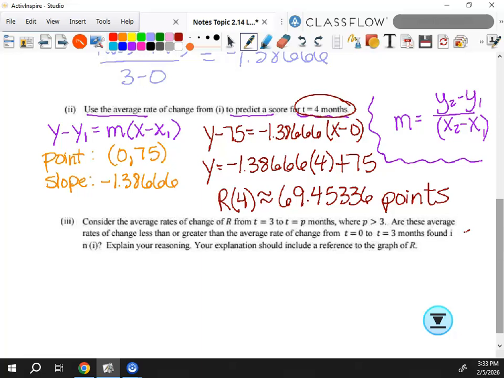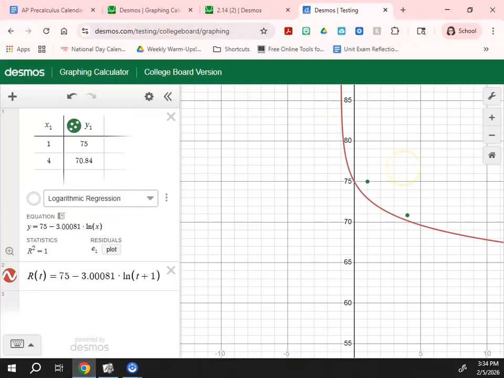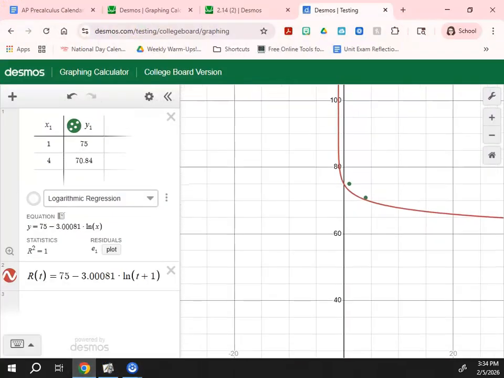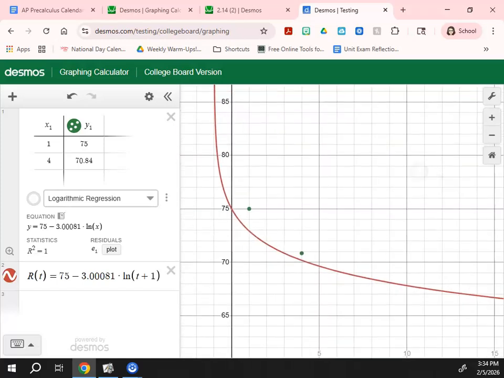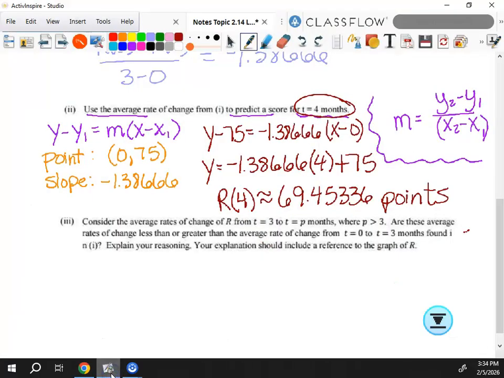We're trying to predict the score. So if I look back over here, if I zoom out some so I can get an idea of the picture. I mean, this is way up off the x-axis, but that's fine. I'm just going to sketch something that is a decreasing log-looking thing. So if I have this decreasing log, it looks something like that, right? And I found my average rate of change from 0 to 3.